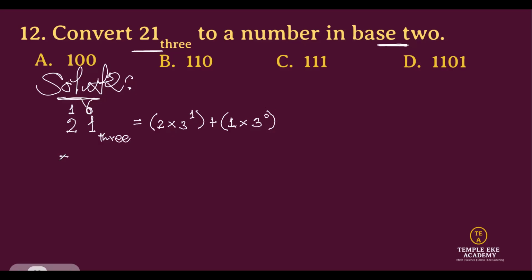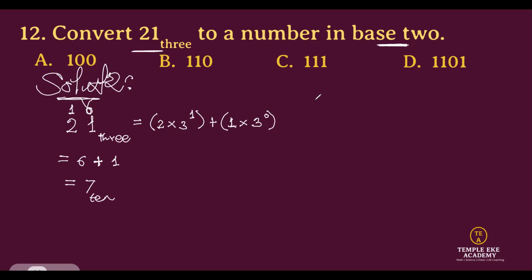By evaluating each of the units, 3 to the power 1 is 3, multiplied by 2, 3 times 2, and that is 6, plus 3 to the power 0, which is equal to 1 according to the law of indices. Any number to the power 0 gives 1. 1 multiplied by 1 is still 1. And now on addition, this gives us 7 in base 10. And now this means we're going to convert 7 from base 10 to base 2.